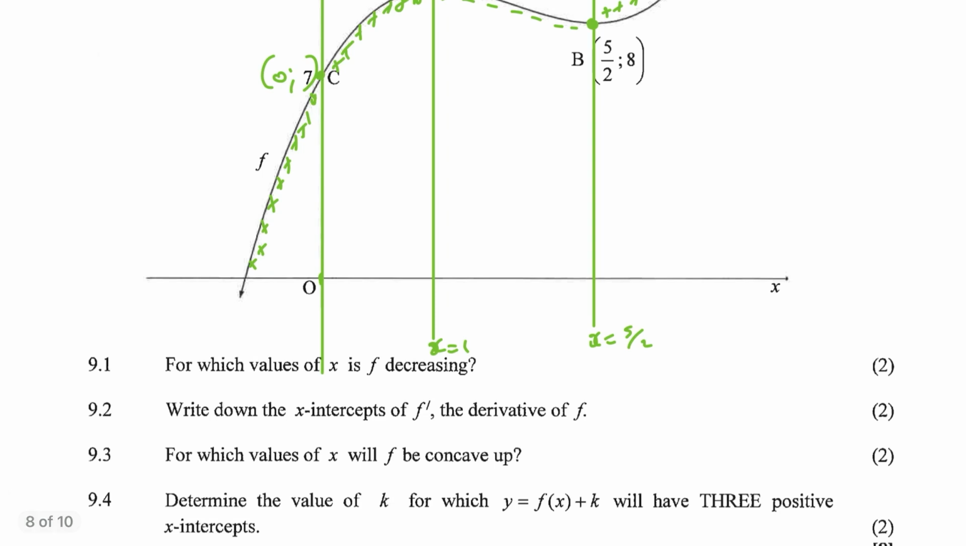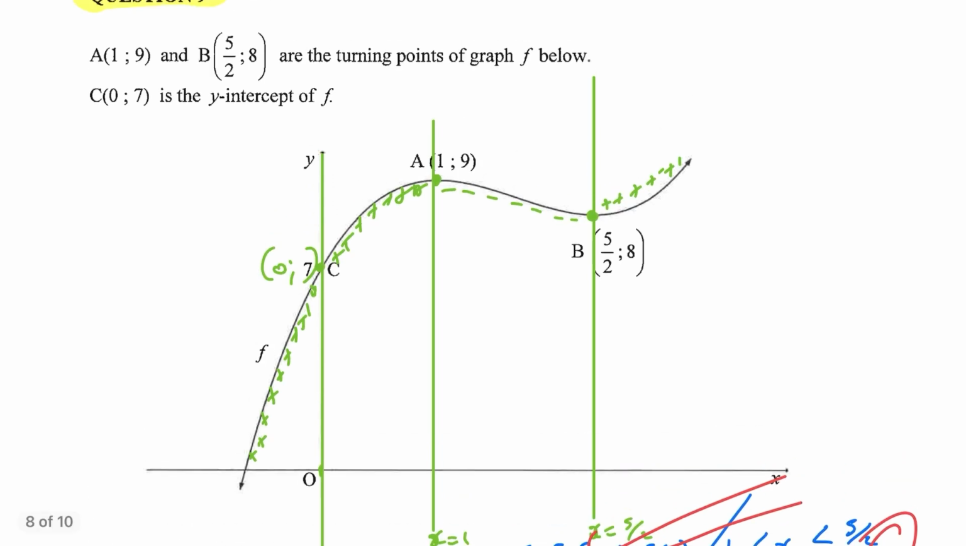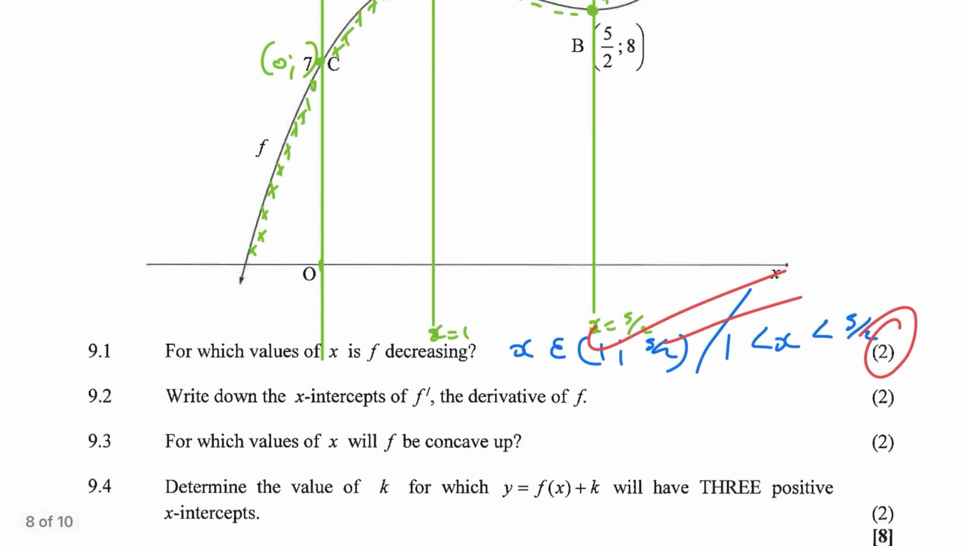It is decreasing when x is between 1 and 5/2. Or someone can just write it like this: 1 < x < 5/2. So you see, it's decreasing when x is between 1 and 5/2. And this is 2 marks, so you get a mark for the 1 and you get a mark for the 5/2. Let me know if you have a question here, but this is very nice. This is how you would do it.